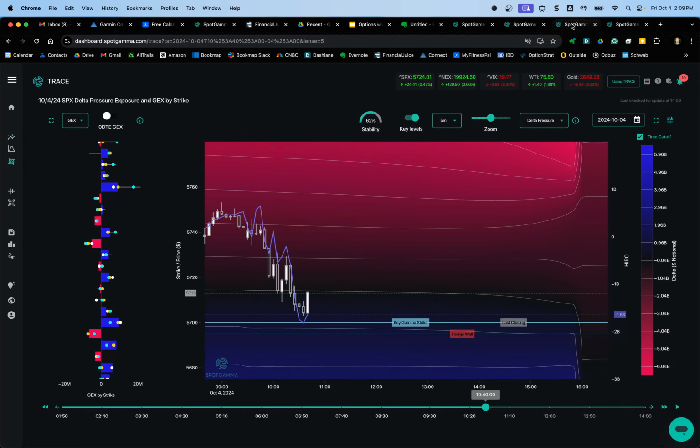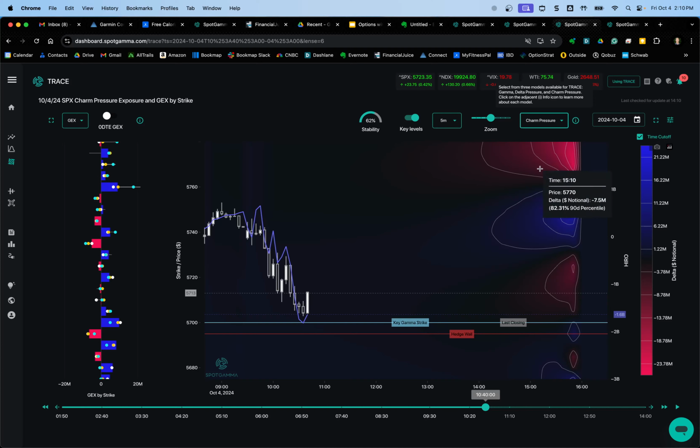Let's go back to the trace tool, go to charm, and it may be a little bit too early in the day. To look for potential pin levels at the end of the day, you want to look for these zones in between the red and blue. So I would say for potential pin levels, that may be around 57, let's see, right around 57.35. That negative gamma there, and positive gamma right around 57.60.